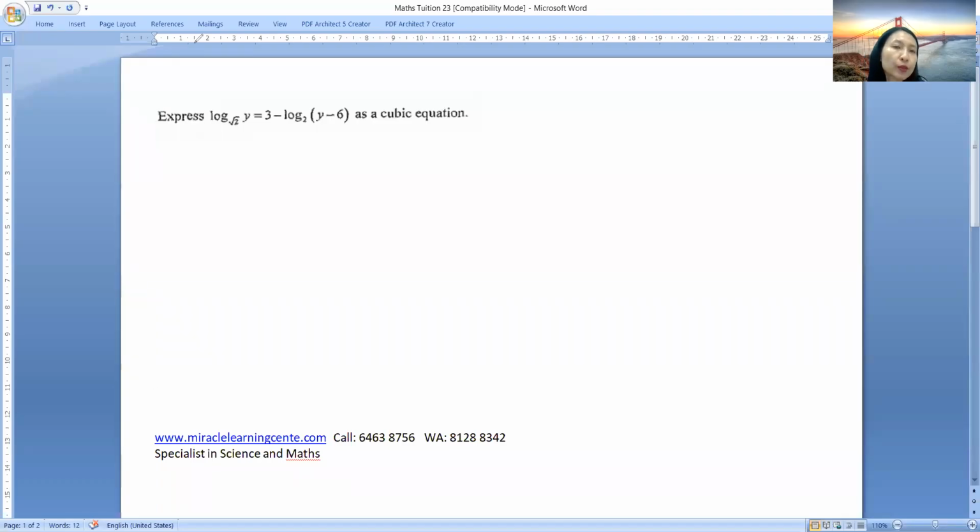Let's look at this maths question. Express this expression as a cubic equation. So you notice here the base is square root 2, so it looks a little bit difficult. So we need to get rid of this square root 2, makes it easier.